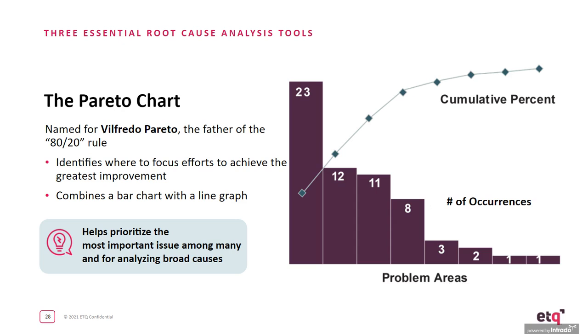The next we're going to discuss is the Pareto chart. It was named for Vilfredo Pareto, the father of the 80-20 rule. It indicates where to focus efforts to achieve the greatest improvement. It combines both a bar chart with a line graph, and the idea is to help prioritize the most important issue among many and for analyzing broad causes.